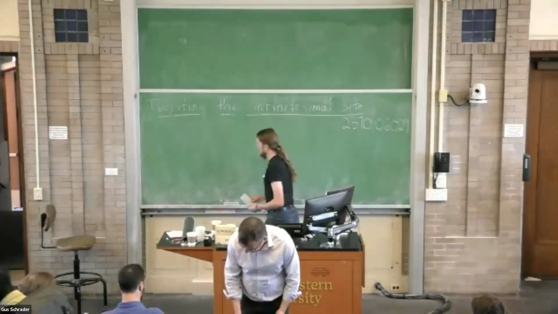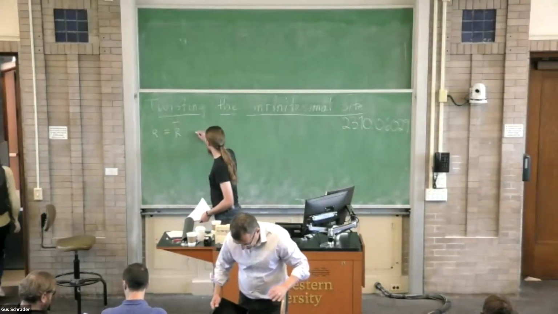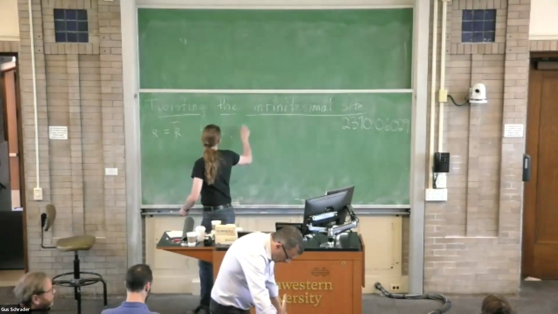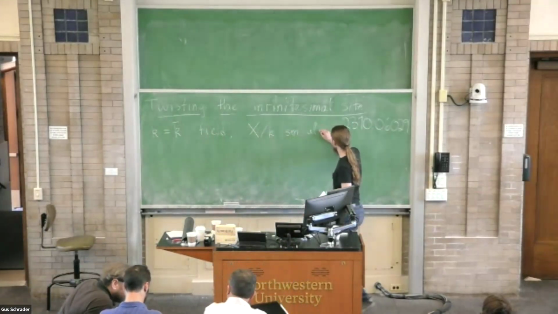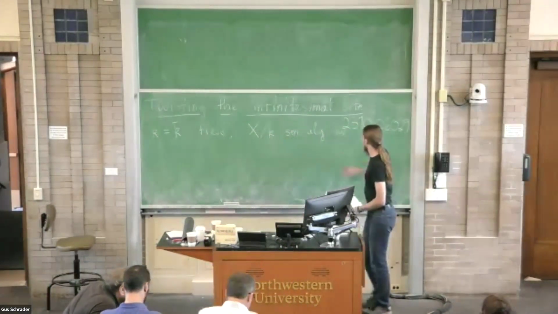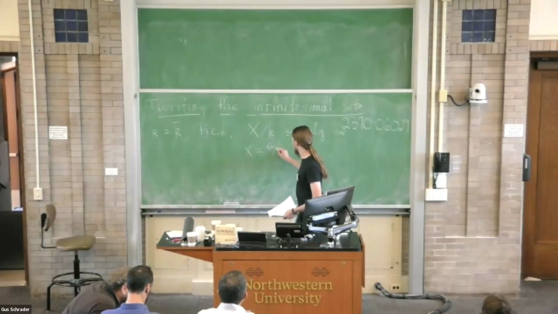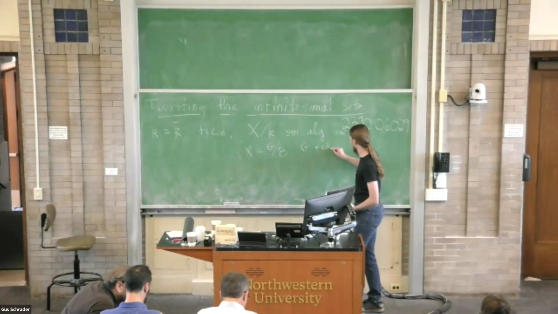So, in this talk, K will be some algebraically closed field, and X will be some smooth algebraic variety. And the main motivating example is when X is G mod B, where G is some reductive group.